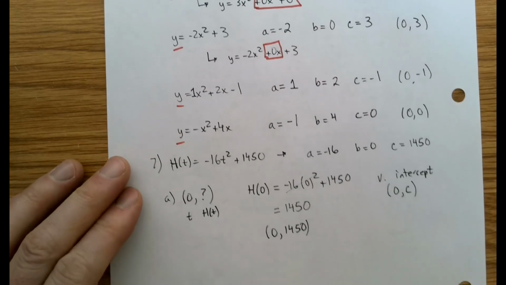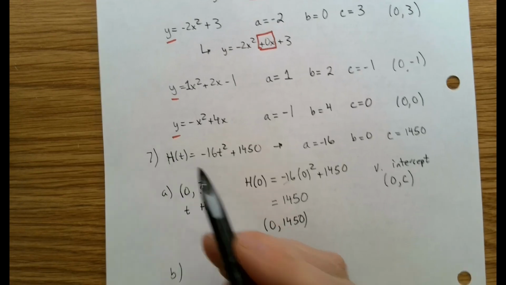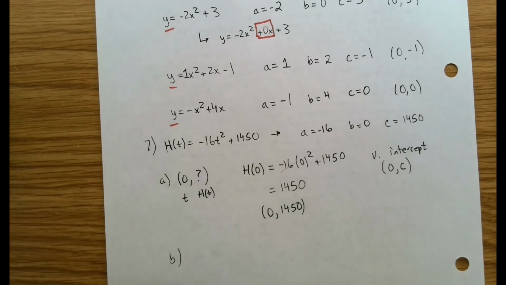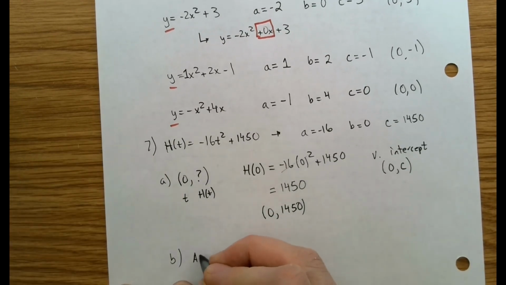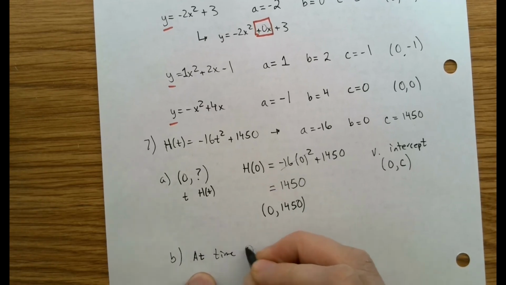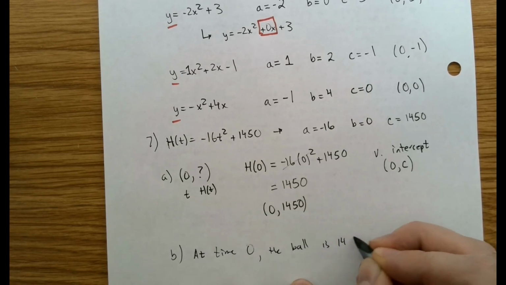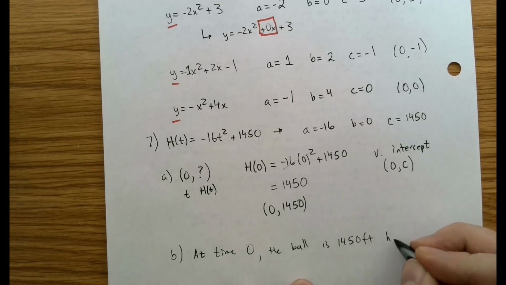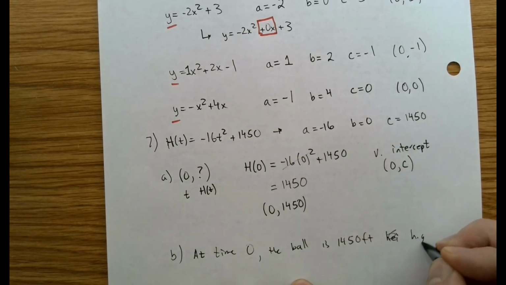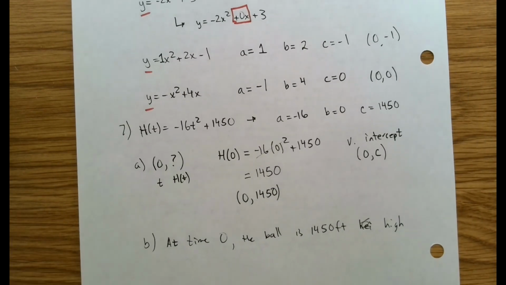All right, so part b then says, what's the practical meaning of the vertical intercept in this situation? Recall, this function is the height of the ball at a given time. So we would write this out just like we did the y-intercept of a linear function. We'd say at time 0, the ball is 1450 feet high. We could also say before we drop the ball, the height is 1450.